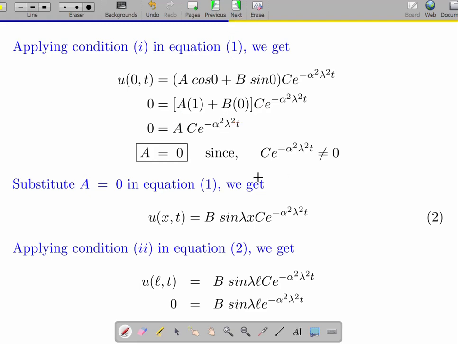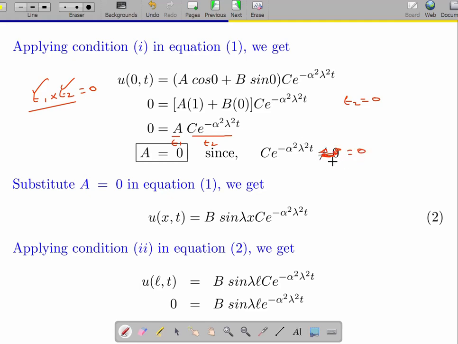Now consider these two terms, term number 1 and term number 2, that is T1 and T2. Term 1 and term 2 form a product. Term 1 into term 2 equal to 0 means either term 1 is 0, or term 2 is 0, or both are 0. So these are the 3 possibilities. Suppose term 2 is equal to 0.